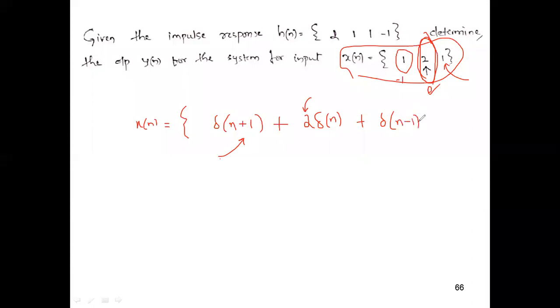Now, remember that linearity thing, by the way. What did it say? If at all you give input as A1 x1 of n plus A2 x2 of n, I shall get the output as A1 y1 of n plus A2 y2 of n. Now let us keep that in mind and let us go to the next slide and try to find the solution here.